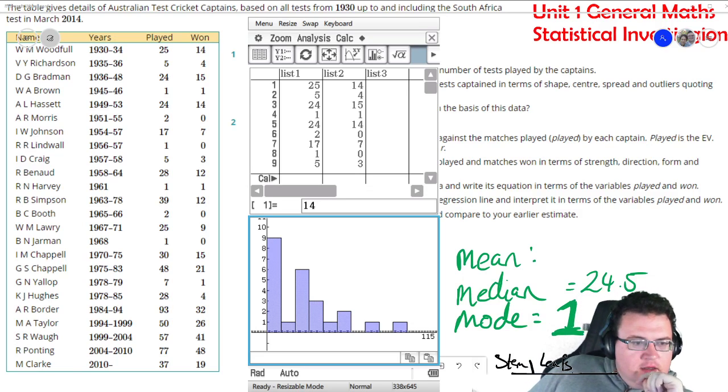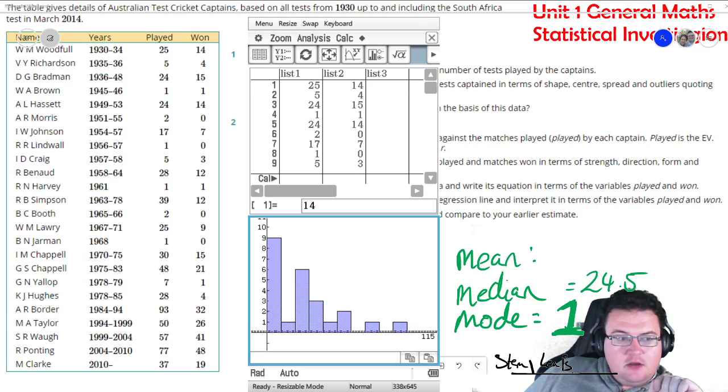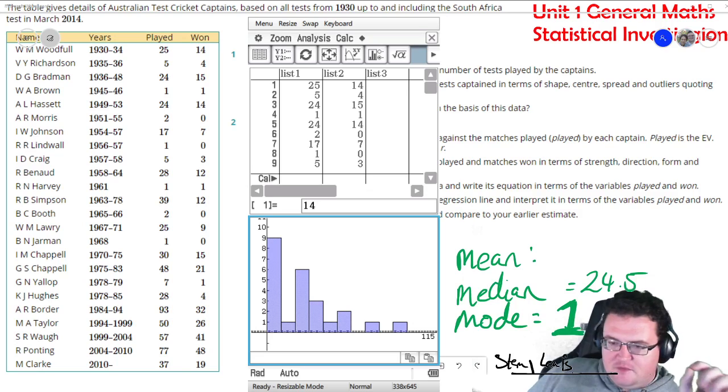Now, if you were to look at it in terms of time, you might say, well, Simpson captained from 63 to 78. The problem is that if you look at all the other captains that took place between 63 and 78, you'll see that while there were a lot of tests that took place, he wasn't captain for most of them.